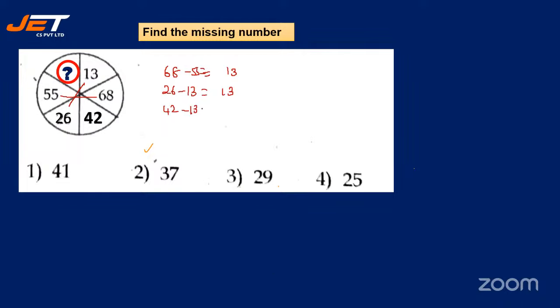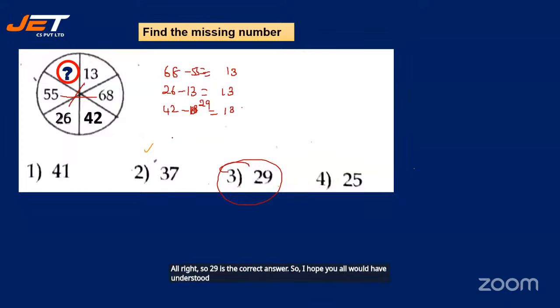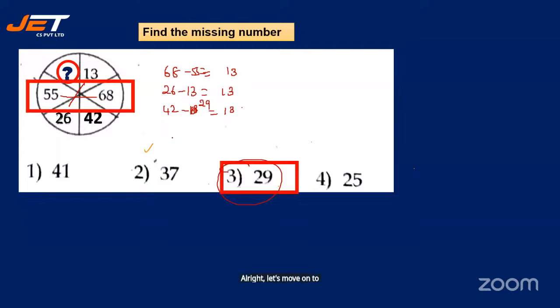minus 13. 42 minus what you do, you get 13. Right? So, you have to minus 42 and 13. So, if you minus 29, 42 minus 29 will give you 13. So, your answer is option 3. All right. So, 29 is the correct answer. So, I hope you all would have understood and you're getting the answers for this. All right. Let's move on to the next question.